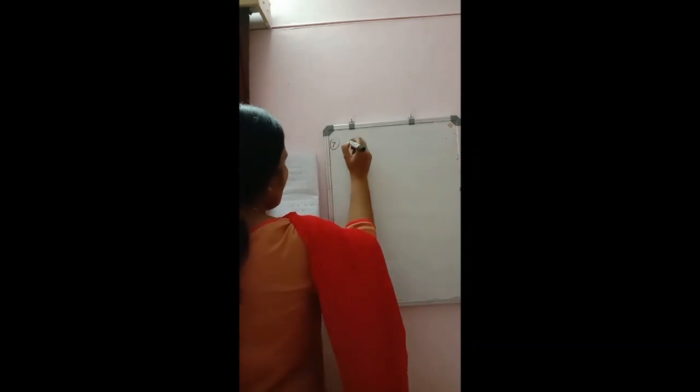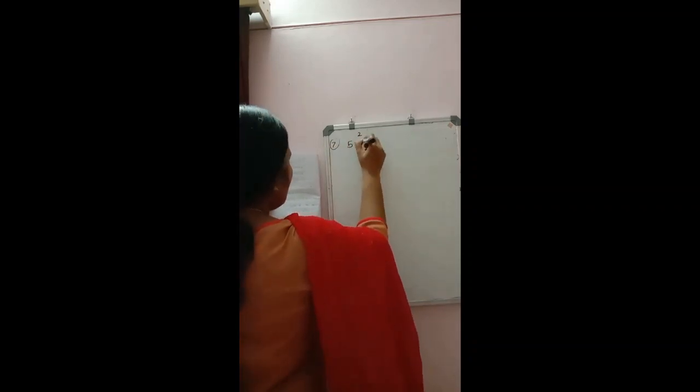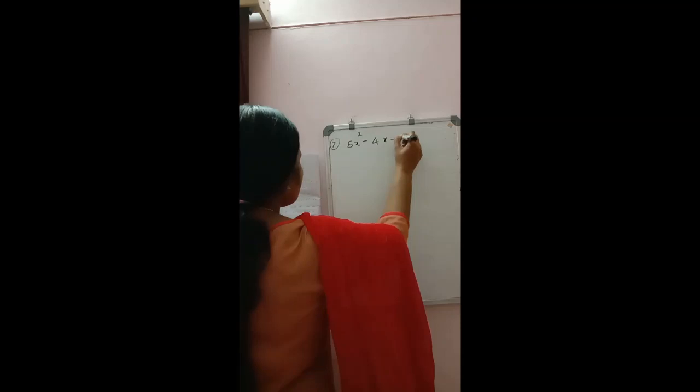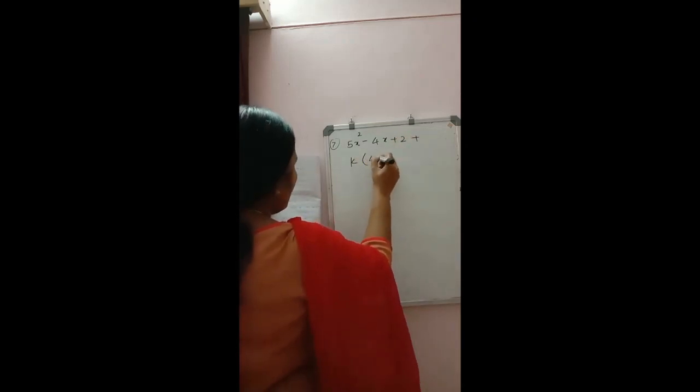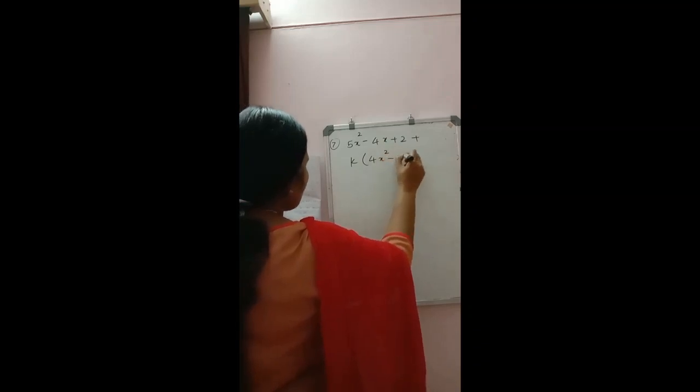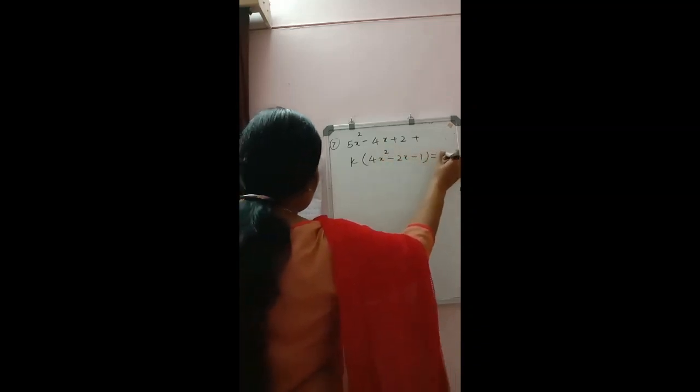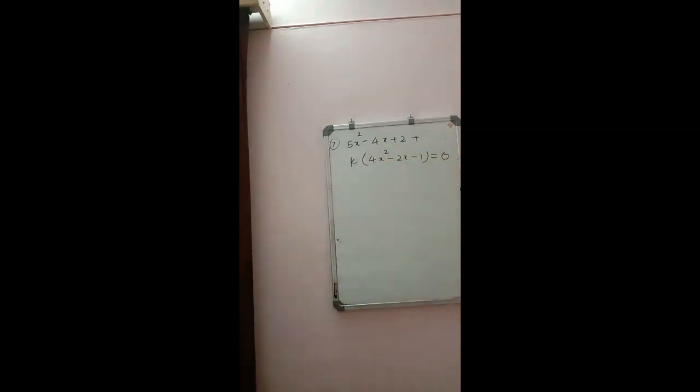Next, one more question we can discuss of this type. Next question is 5x square minus 4x plus 2 plus k into inside the bracket 4x square minus 2x minus 1 is equal to 0.